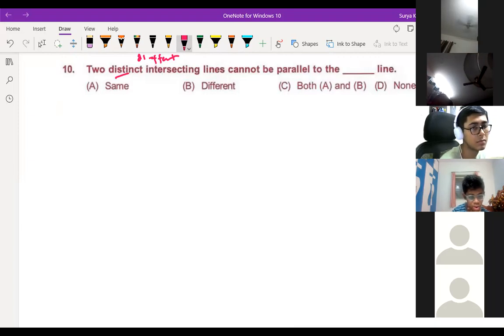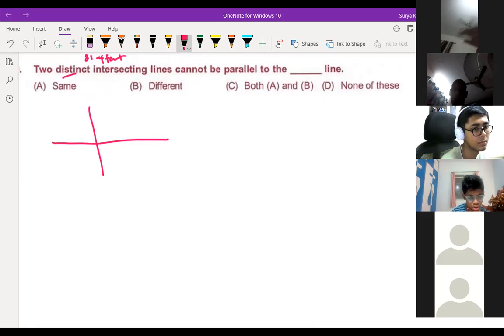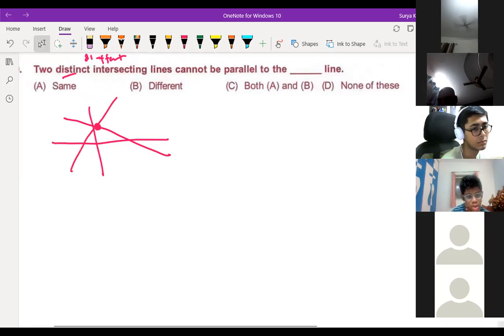Right? So two distinct lines, distinct means different lines. Intersecting lines: this is the first and this is the second. So this is parallel, this is an intersecting line. Cannot be parallel to the same line. Obviously, the same line will never be parallel, correct? Different lines may be parallel like this. But the same line will never be parallel.